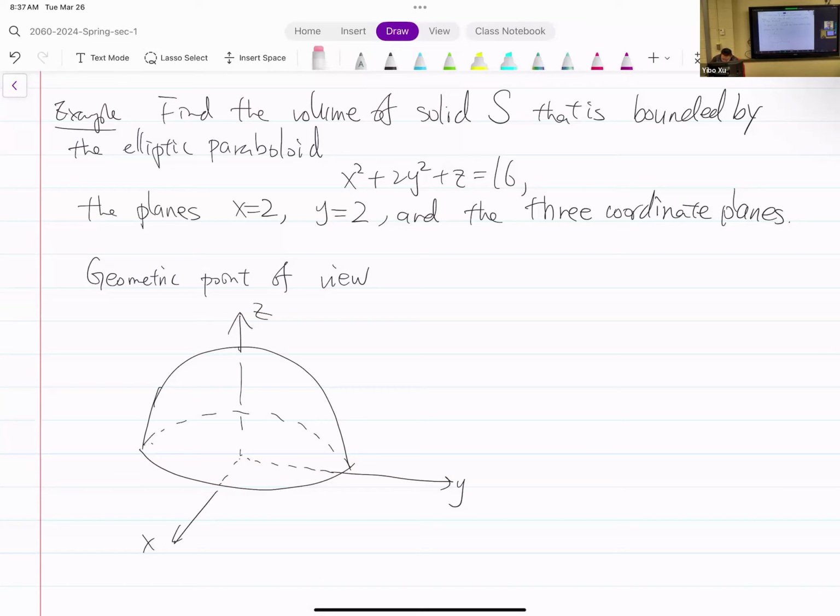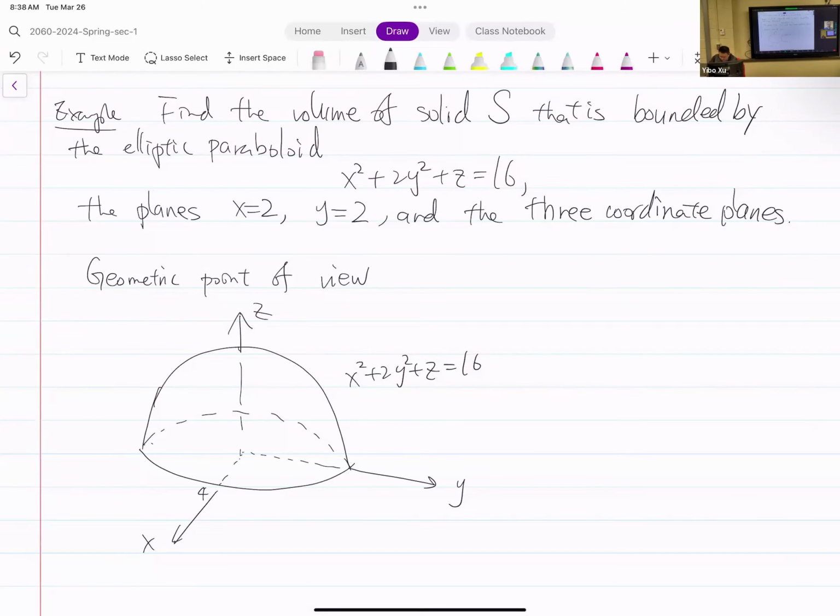Yeah. So let me get a little bit more space here. Okay, so basically, that's the surface on the top, which is x squared plus 2y squared plus z equals 16. And now, okay, we have planes that are vertical. So x equal to 2 is, let's see. So the maximum x value in the xy plane right here should be, excuse me, that should be a 4. So basically you set y and z to 0, you will get a 4 here.